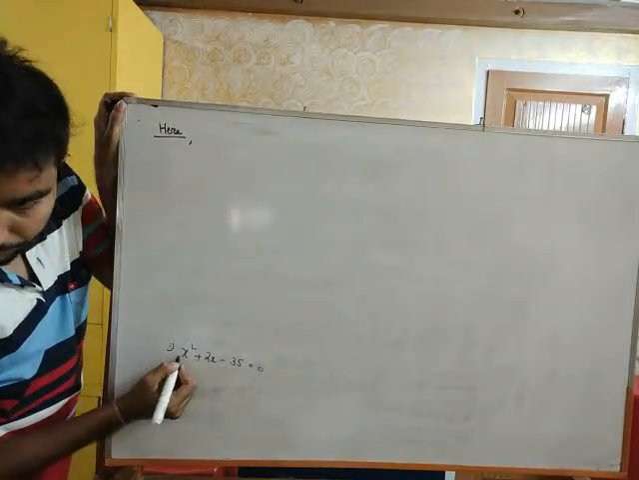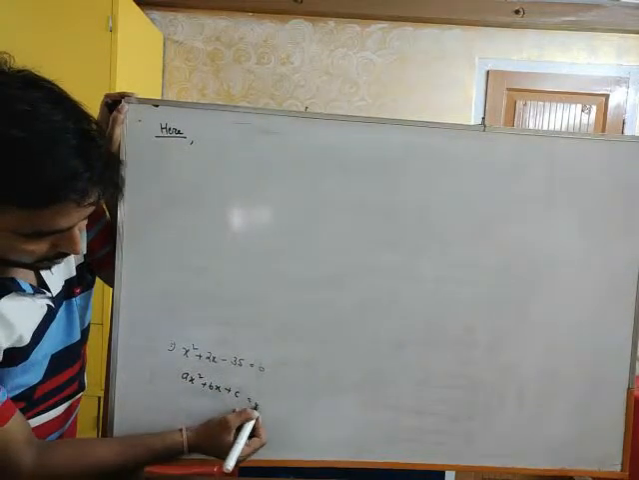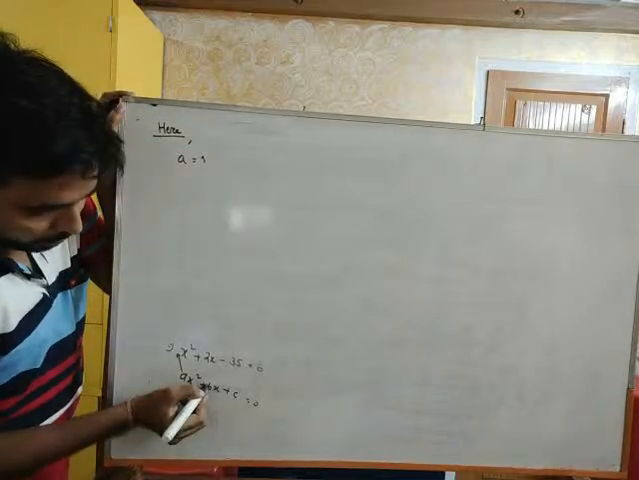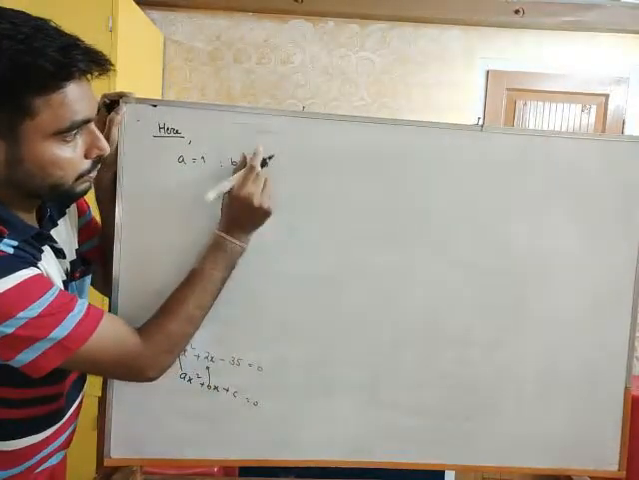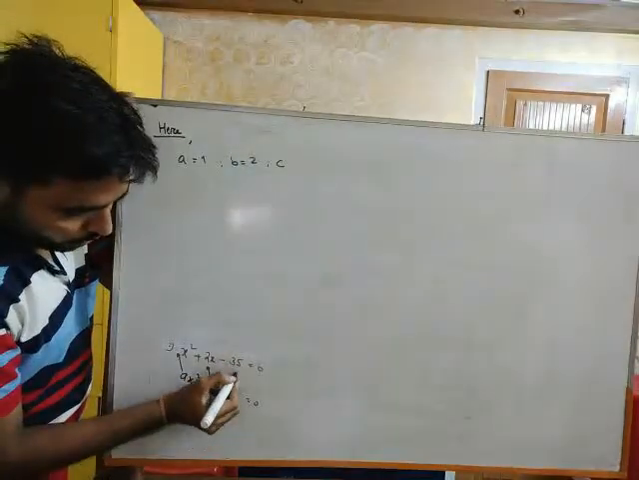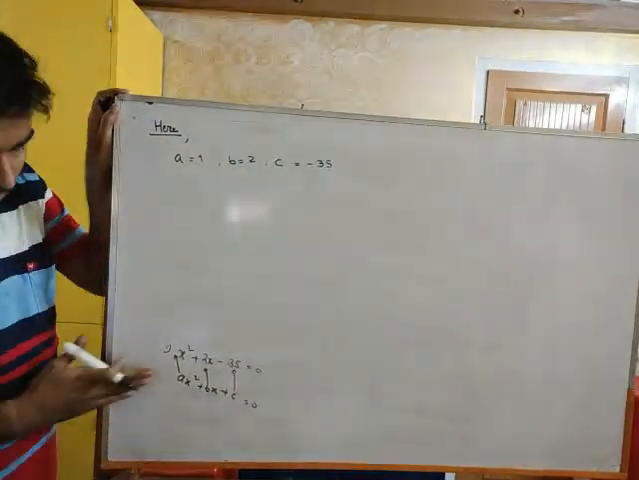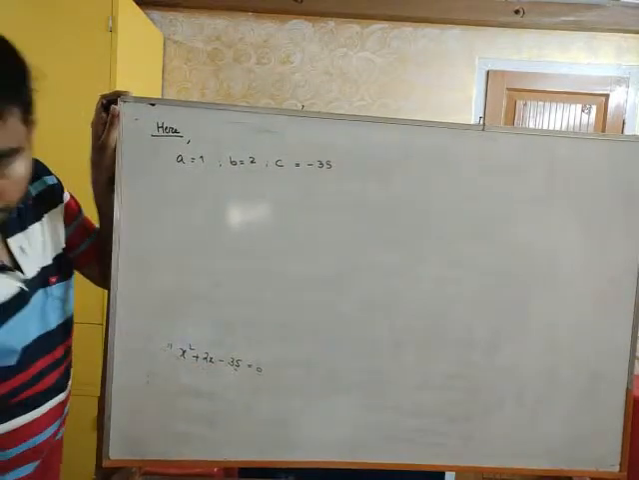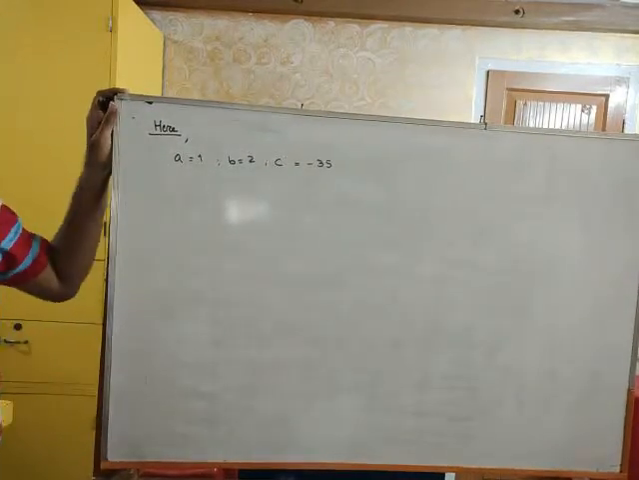What is a here? Generally it is ax square plus bx plus c is equal to 0. So what is a here? Here a is equal to 1, and what is b? b is equal to 2, c is equal to what? Minus 35. Got it? How to compare? You don't need to write this, I have just written it to make you understand. So you got the idea how to find a, b and c.